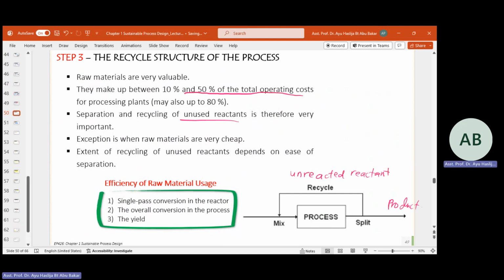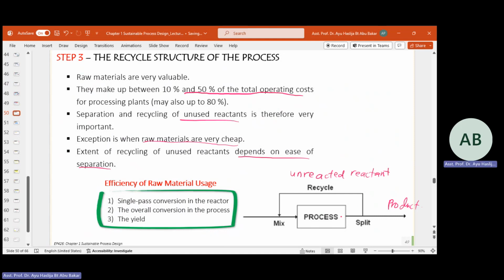Okay, the exception is when raw materials are very cheap. If you consider your raw material very cheap, perhaps the source of material is very abundant, then you can consider not to recycle, because the recycle stream also takes up a lot of cost as well. The piping, the instrument, everything. Okay. Then the extent of recycling of unused reactant depends on the ease of separation.